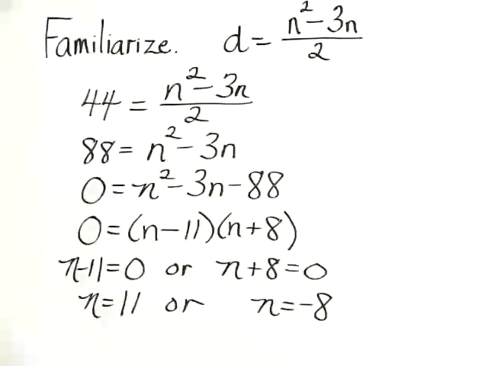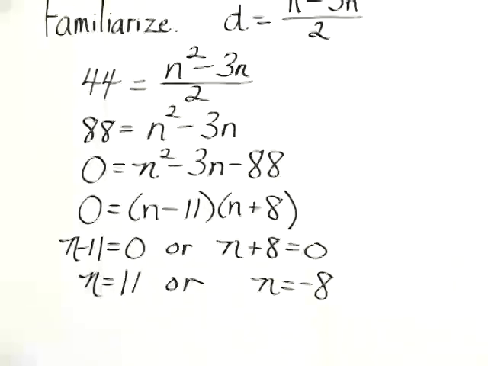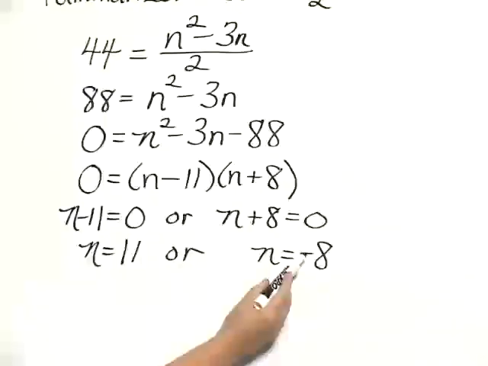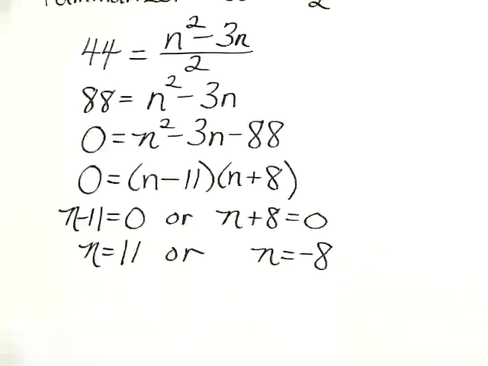Now when we move to the check step, let's first think about what we're looking for. We're looking for the number of sides of a polygon. Therefore, negative 8 will not be an answer that we even need to check, because we can't deal with negative sides of a polygon. What about if we have a polygon of 11 sides? Well, if we take 11 squared, subtract 3 times 11, divide by 2, we get 44 diagonals. So 11 does check. And we can state that the polygon has 11 sides.